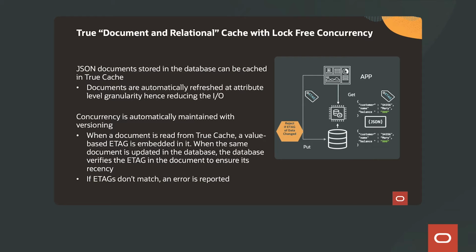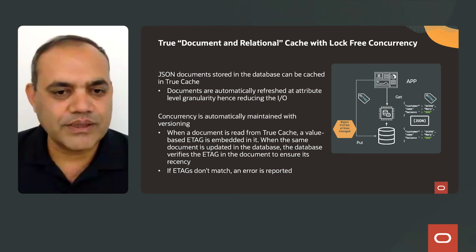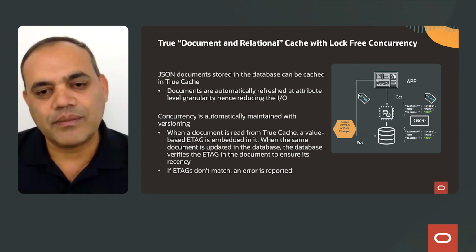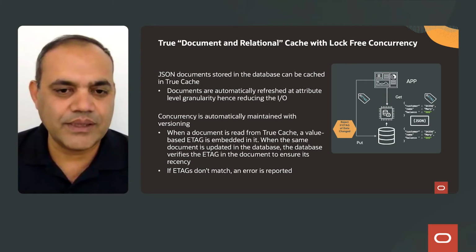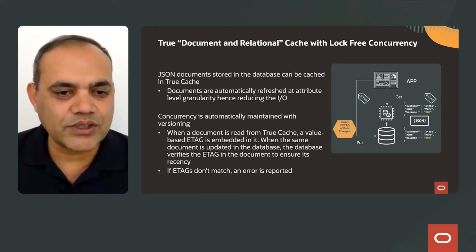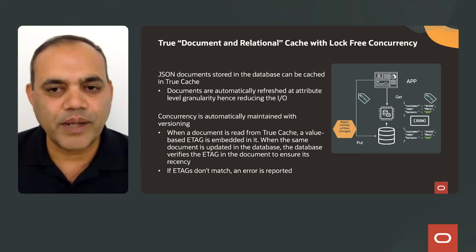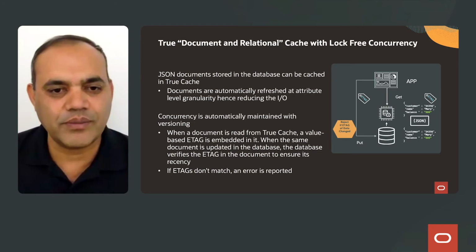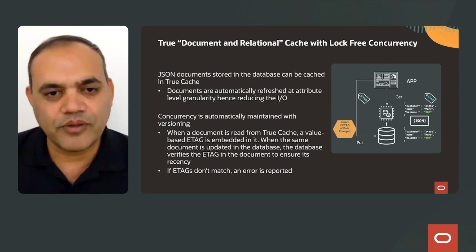When a document is read from the true cache, a value-based E tag is embedded in it. When the same document is updated in the database, the database verifies the E tag inside the document and compares it with that in the database to ensure its recency. If E tags don't match, an error is reported back to the application. In such cases, the application can read the document again and then perform an update.